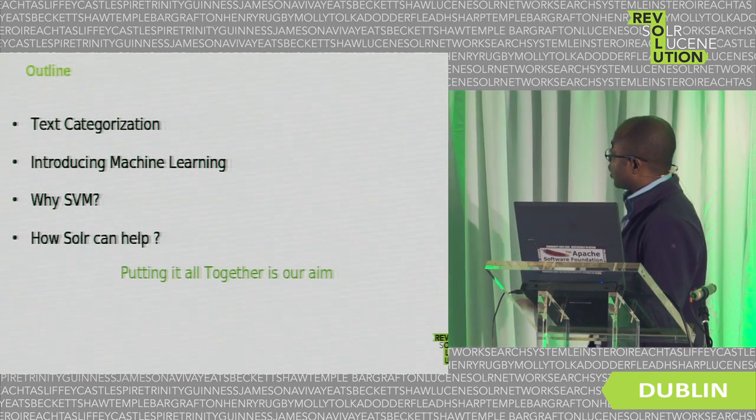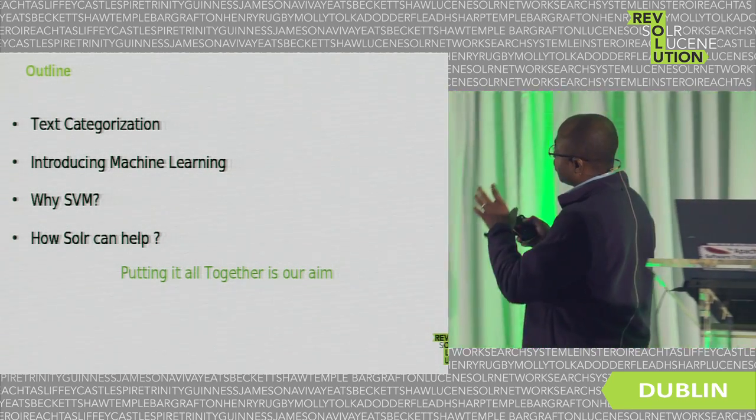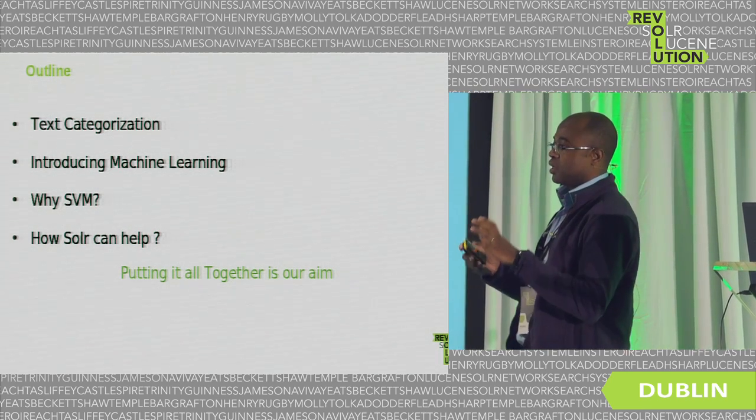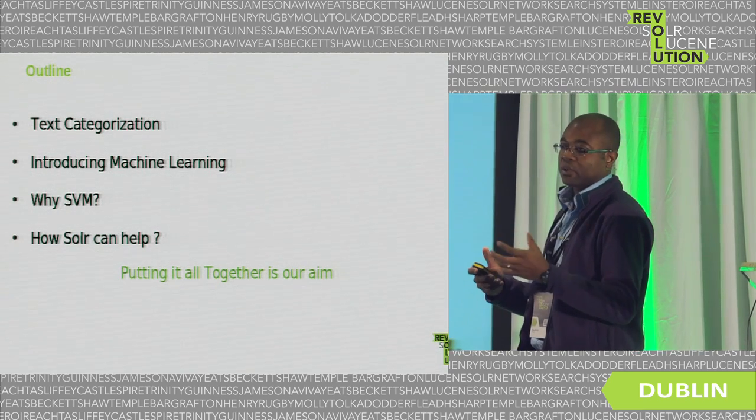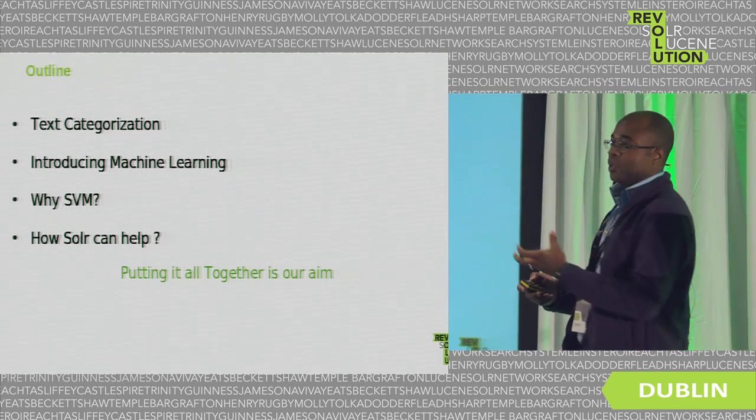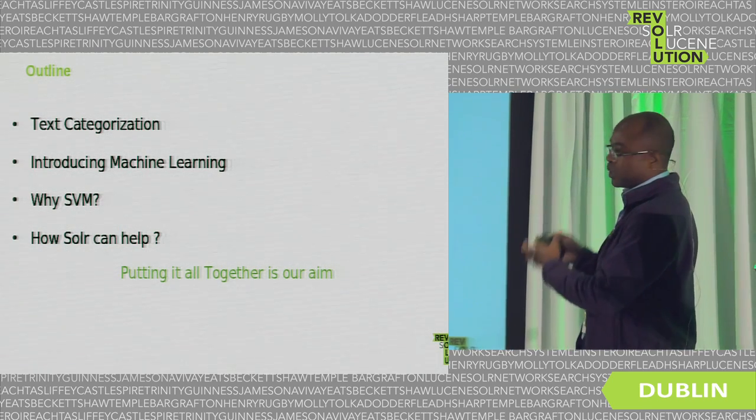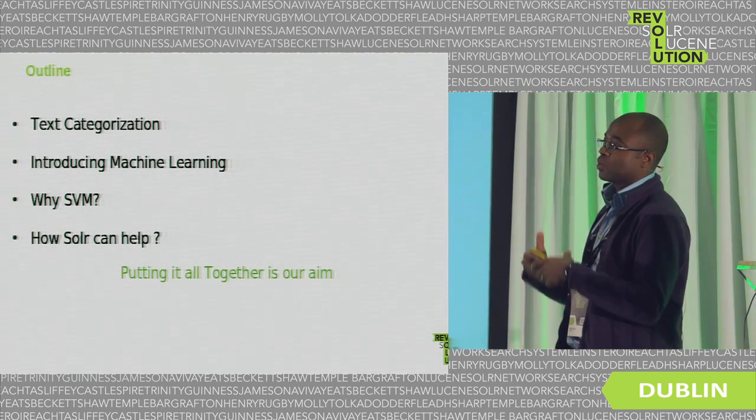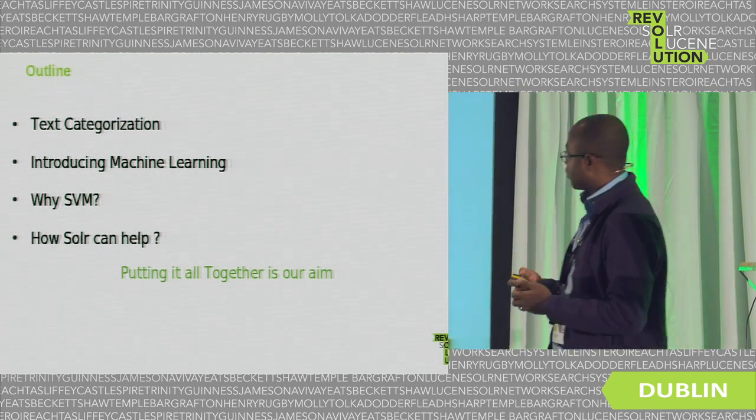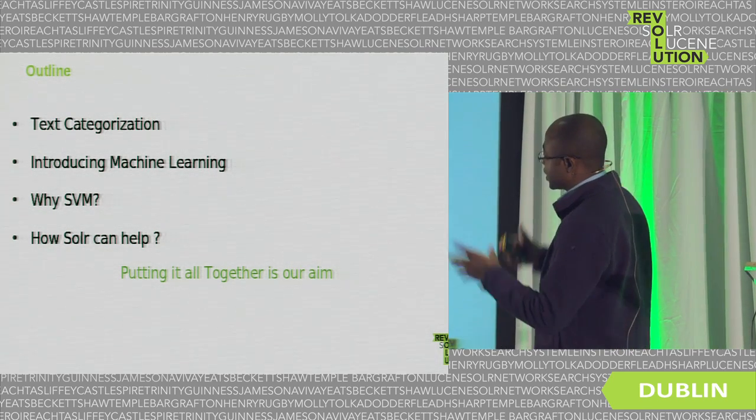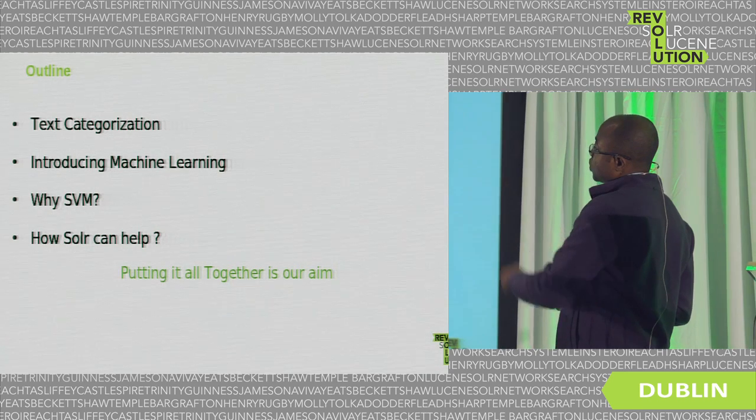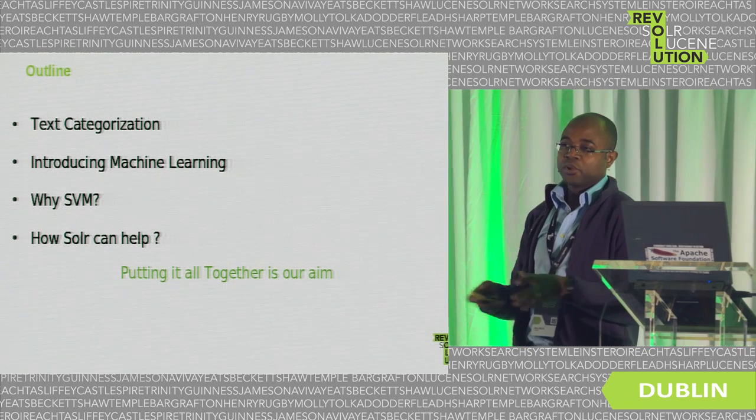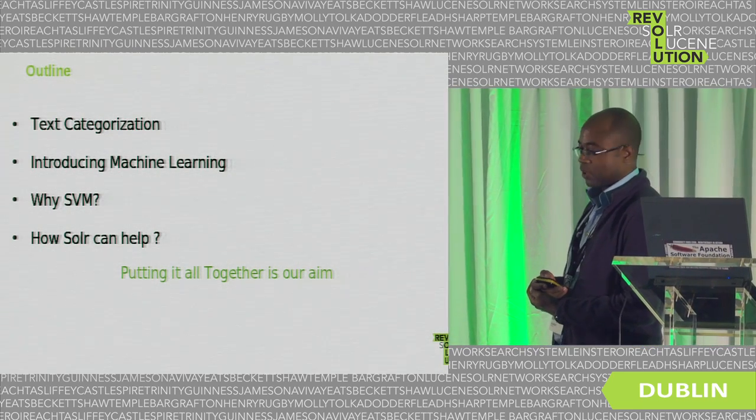So in this talk, we will explain what text categorization is. We will also introduce machine learning, because we are using machine learning for categorization. The algorithm we will use is based on SVM. We will explain SVM and show how it works internally, because we need to know that in order to take profit of some functionalities, namely extending user keywords. And we will also show how Solr can help here, because Solr is a major component in designing the categorization task.